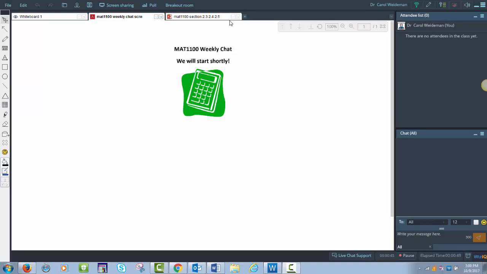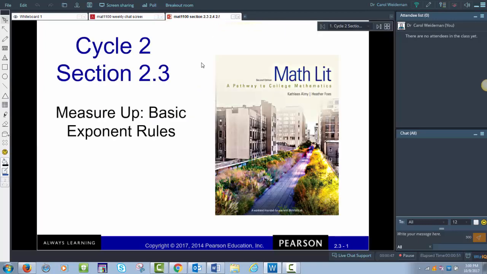We're starting a new cycle now, so remember at the beginning of cycle 2, you'll have a cycle 2 self-assessment looking ahead. You want to make sure you complete that. That'll be due next Monday. And we're going to do 3 sections this week.